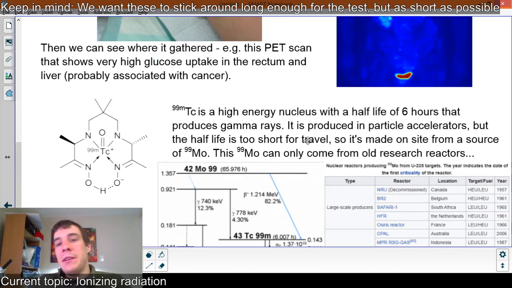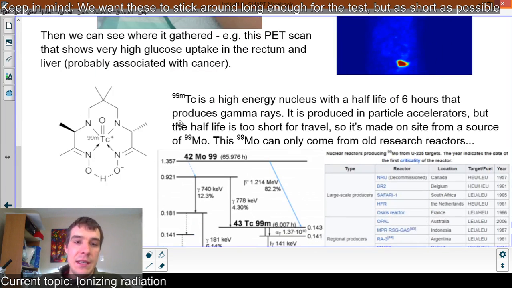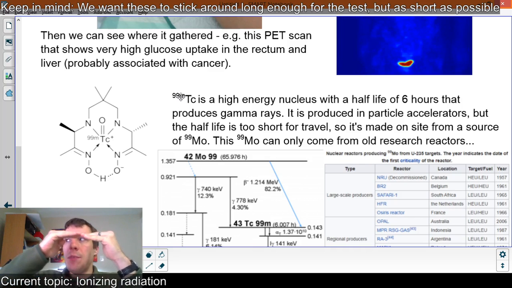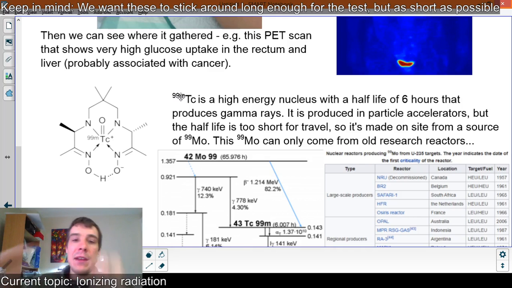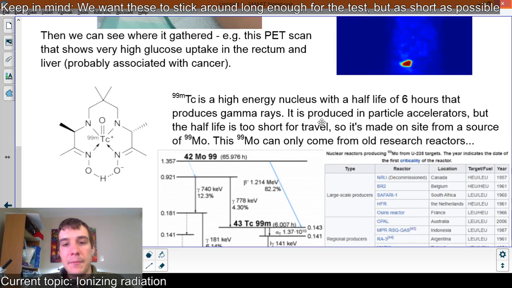Another very common radioisotope, aside from fluorine-18, is technetium 99m. The m stands for metastable, meaning that it's at a higher energy than it wants to be. So every 6 hours, half of it decays down to normal technetium, from technetium 99m to just technetium. And it's only a 6-hour thing. It's produced often in particle accelerators.